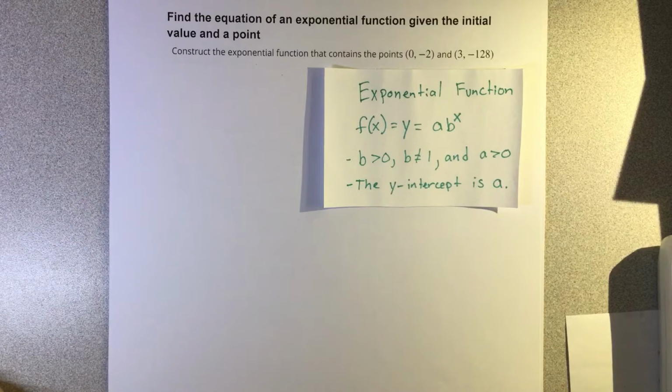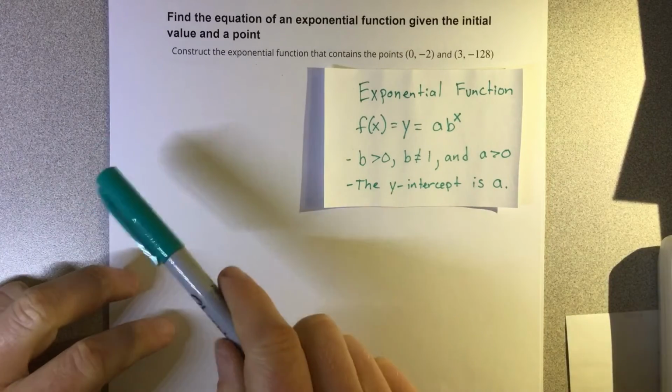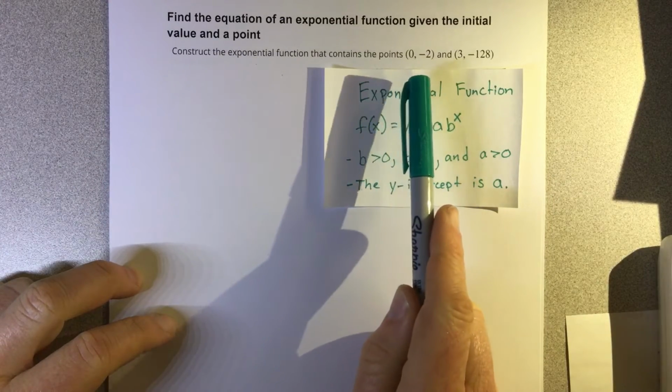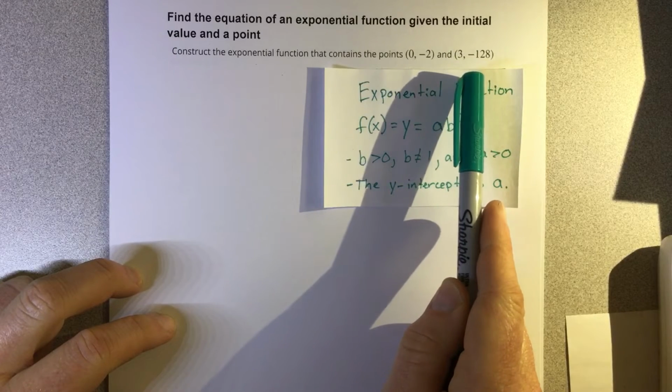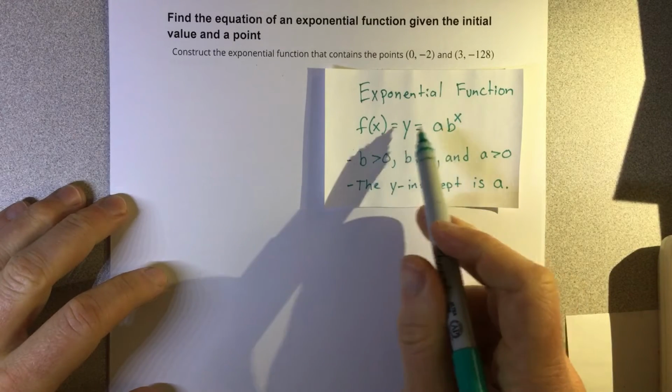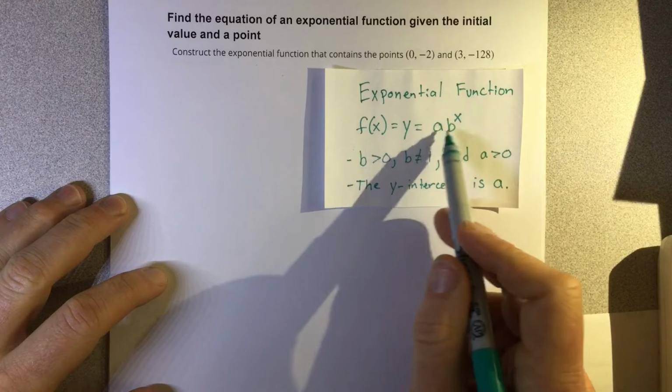In this video, we're going to find the equation of an exponential function given the initial value and a point. It says, construct the exponential function that contains the points (0, -2) and (3, -128). The first thing we want to review is what an exponential function is. So that's y equals a b to the x.